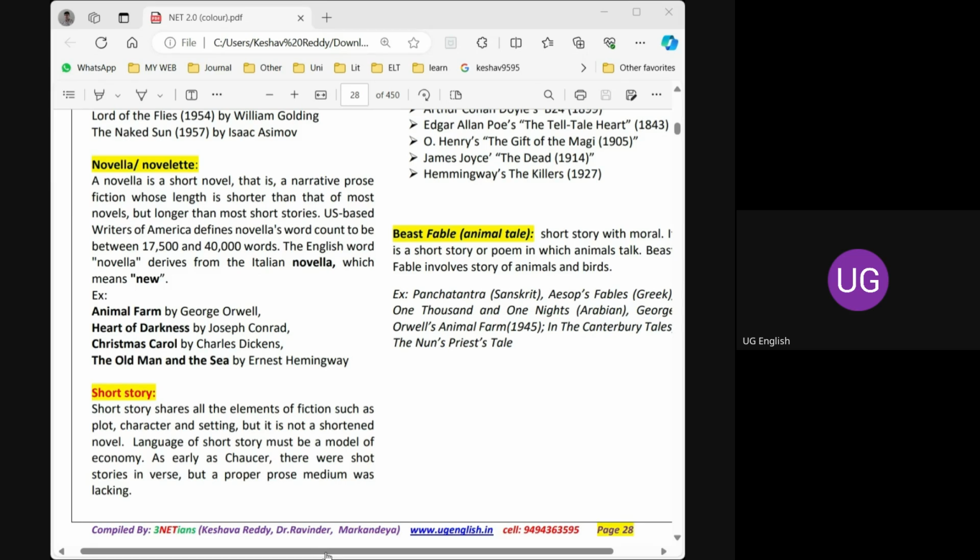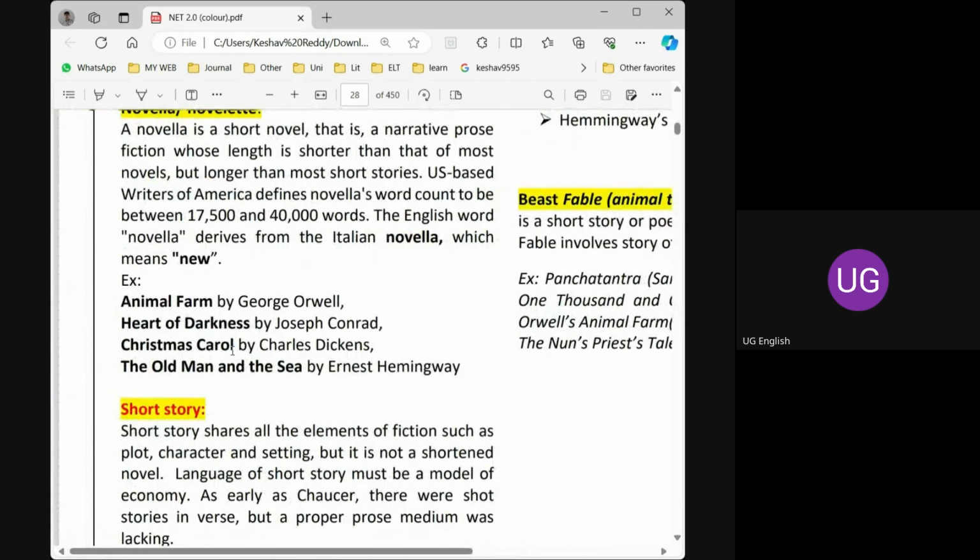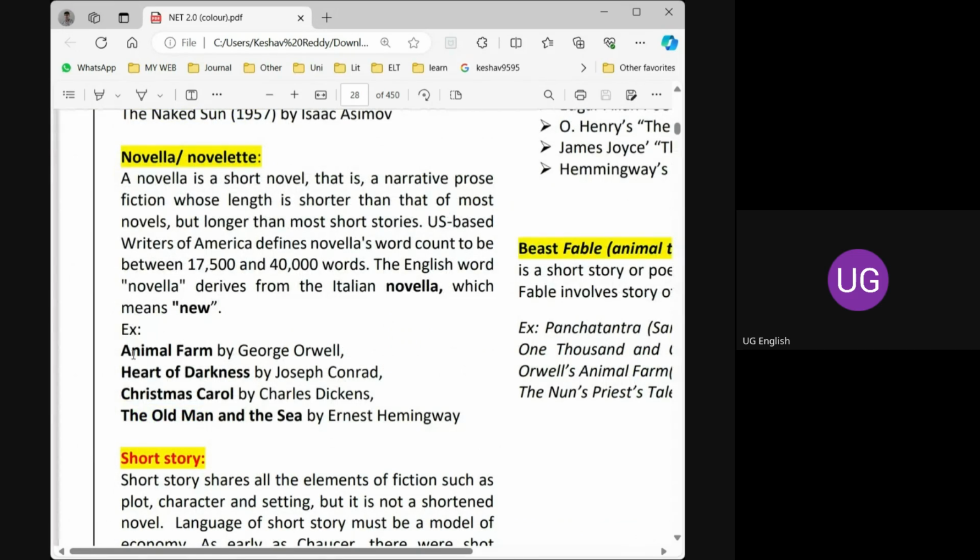Yeah, thank you. I'm back. Novella. Novella is shorter than a novel and lengthier than a short story. So, the famous novella is George Orwell's Animal Farm.